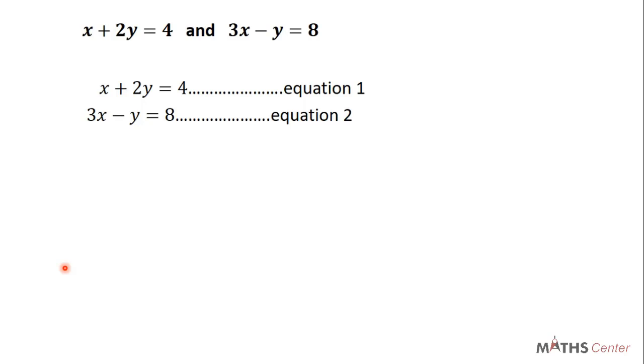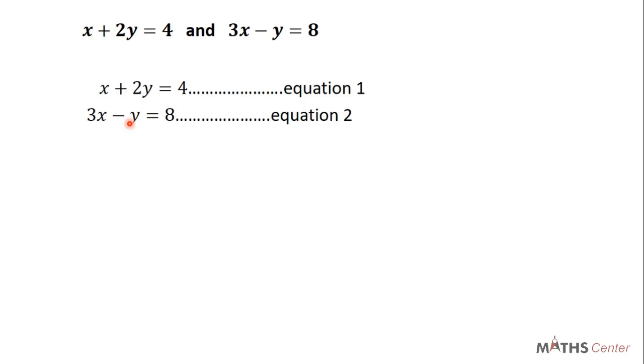Then from here, you find the coefficient of the variables in both equations. Coefficient of x in equation 1 is 1. Coefficient of x in equation 2 is 3. Coefficient of y in equation 1 is 2. Coefficient of y in equation 2 is 1. Now you can see from here that neither of the variables have the same coefficient in both equations. So you have to choose the variable that you want to eliminate.